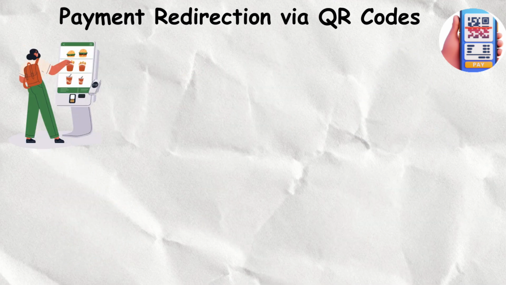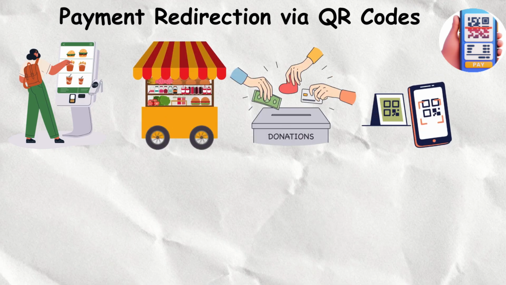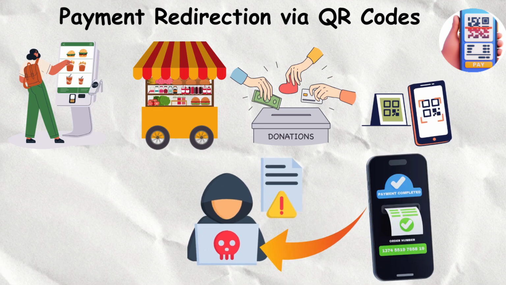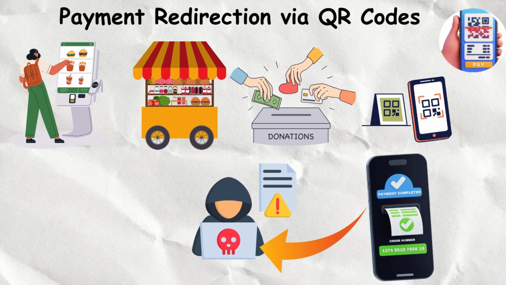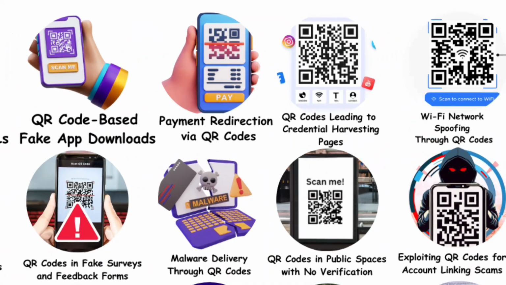This tactic is common in self-service kiosks, street vendors, or donation boxes, where staff do not constantly monitor the displayed code. Since the payment confirmation still shows a name, which can be faked with a similar-looking account name, victims often don't realize the fraud until much later.